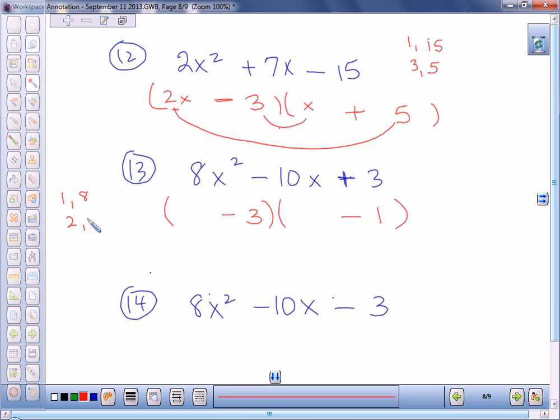If I did 1x here, that would give me 1x and -24x. Does that give me 10? No. So if I did 8 here, that would give me -8 and -3. Does that give me 10? So is the 1 and 8 going to work? No. So let's try the 2 and the 4. If I did 4 here and 2 here, that would give me 6 and 4. Does that give 10? Yes. So I'm going to do the 4x here, and that gives me -6x, and -4x is -10x.